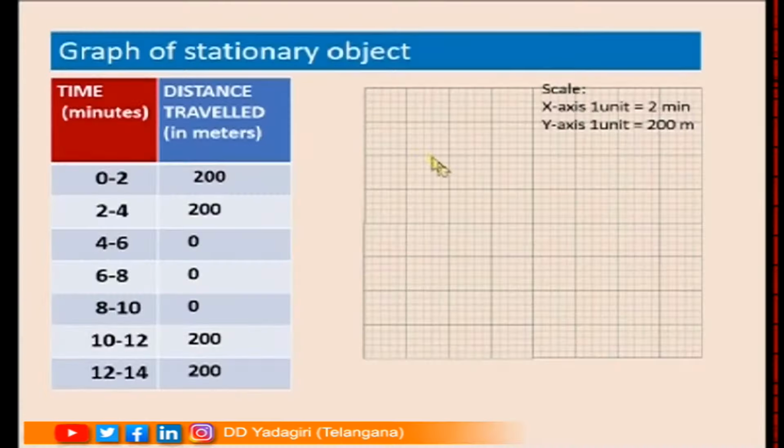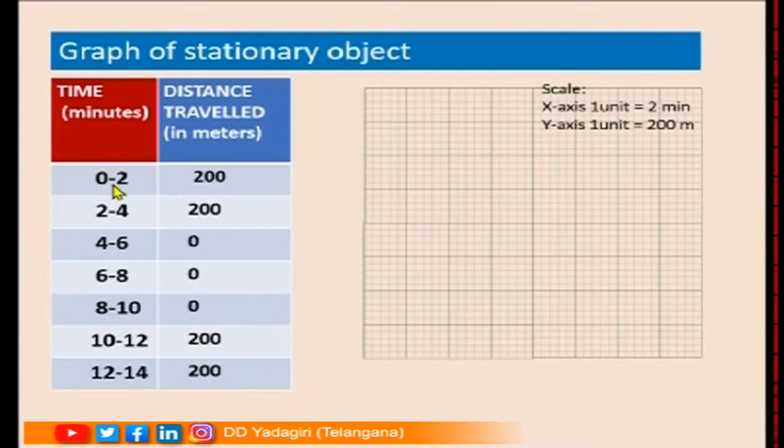Okay children? Whenever the object is in uniform motion, means when it covers equal distance in equal time intervals, then we will get a graph like a straight line which is inclined to the x-axis. But whenever the object does not move, whenever it is at rest, then how will the graph be? Let us take a small example for this, then you can understand what the graph line will be for a stationary object. So here the data is given like this.